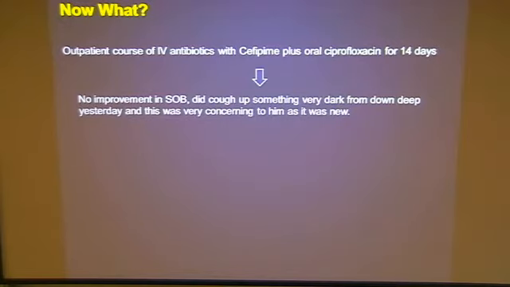And then he said he was coughing up some really dark stuff from down deep, which was very concerning to him. So now, Dr. Curry wants to do a bronch to get better specimens, which we were definitely considering. We still haven't ruled out ciliary dyskinesia.